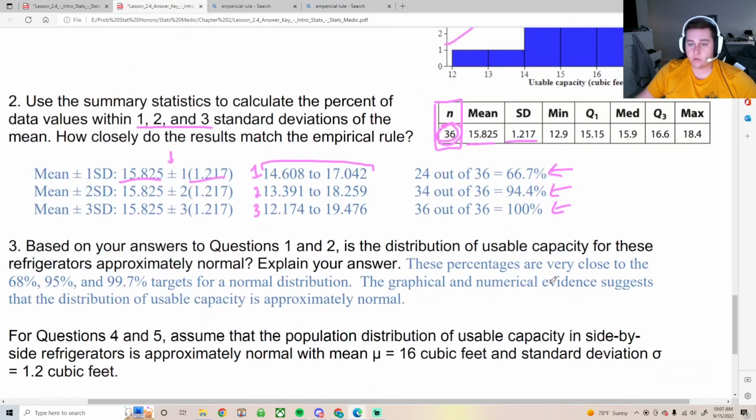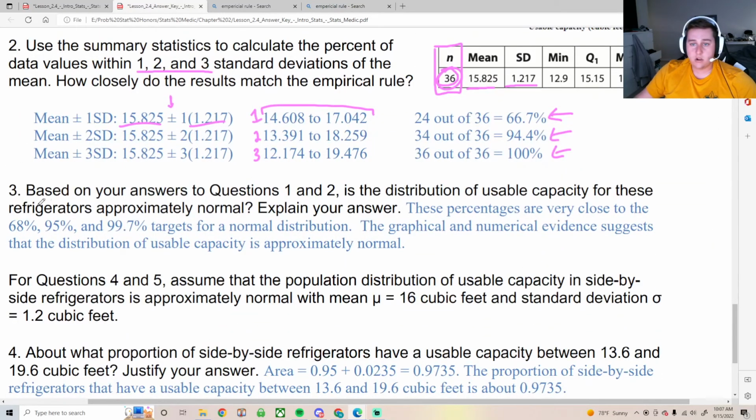So then in number 3, they're asking, based on your answers, is the distribution of usable capacity for these refrigerators approximately normal? Explain your answer. And so these percentages are pretty close. And then they slide in this special word here, approximately. Approximately normal. This is a way that in statistics we can get away with saying that something is something else, and still leaving us room to be wrong. So approximately is a great word for that.